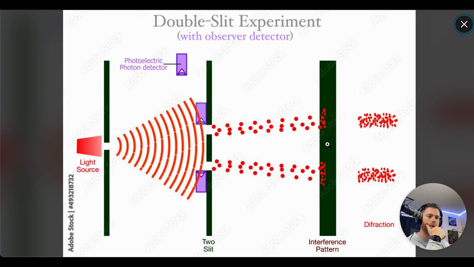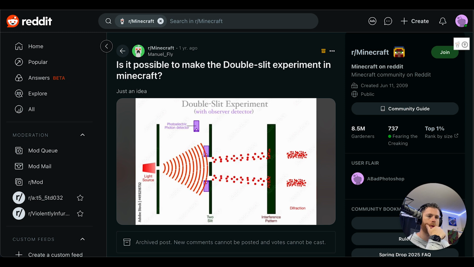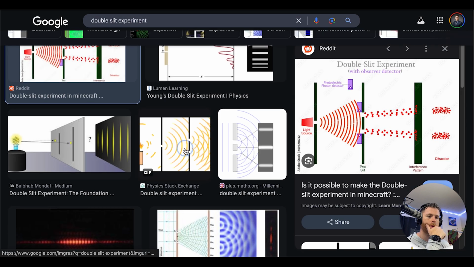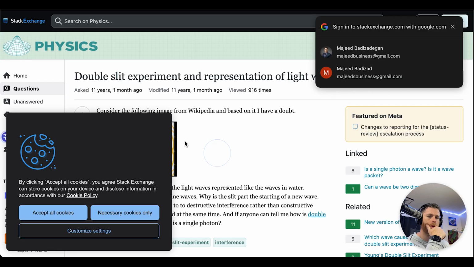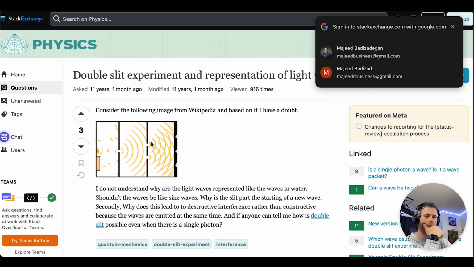But that's not what you see. What you see is a very clear pattern on the screen. You see sort of stripes, a stripe on the screen where you get lots of electrons, and then a stripe where you get very few or none.